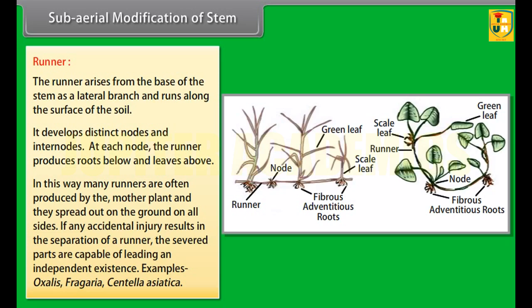If any accidental injury results in the separation of a runner, the severed parts are capable of leading an independent existence. Examples: oxalis, fragaria, cassia statica.